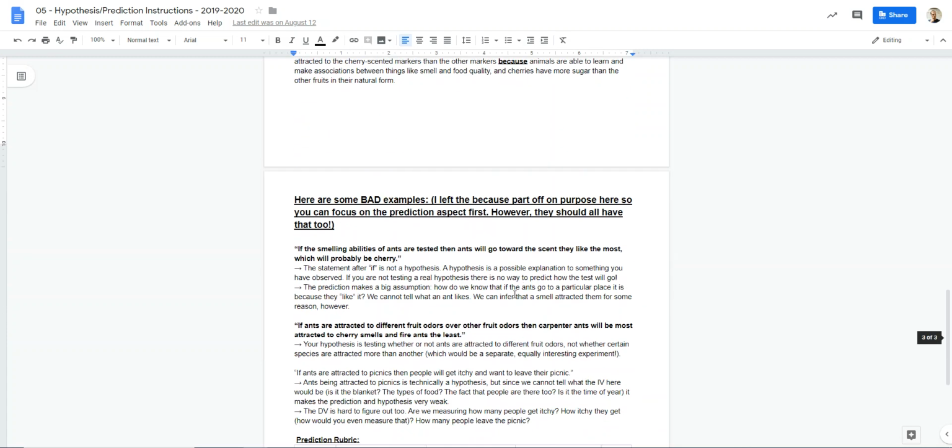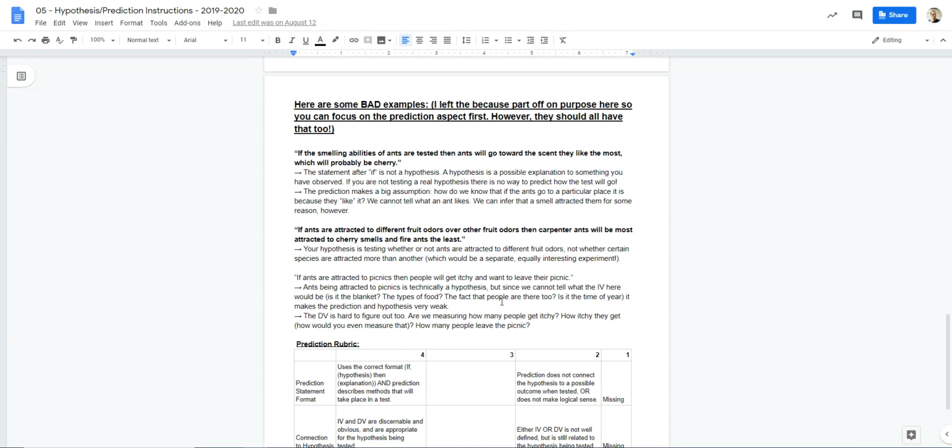So some bad examples probably will help out just as much as some good ones, because we can learn from them. The first one says, if the smelling abilities of ants are tested, then ants will go toward the scent they like the most, which will probably be cherry. Let's unpack this. The part after if should be talking about your hypothesis. So if the smelling ability of ants are tested, well, the if is not the hypothesis. A hypothesis is a possible explanation to something you have observed. This is just saying if we test their smelling ability. That's not a hypothesis at all.